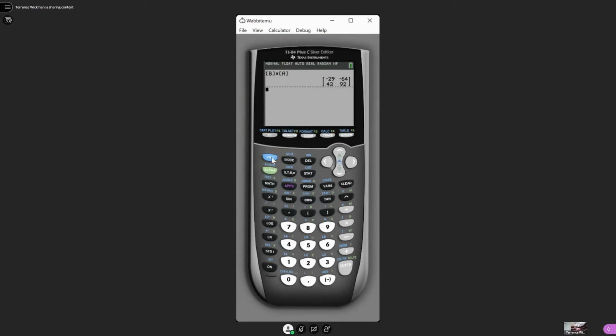So we're going to go to second matrices. We're going to put in our C matrix, which is a 3 by 3. Our first number was -29. The next number is -64.